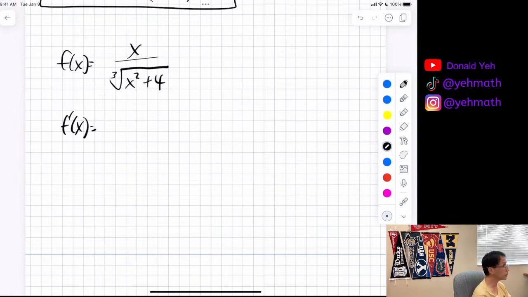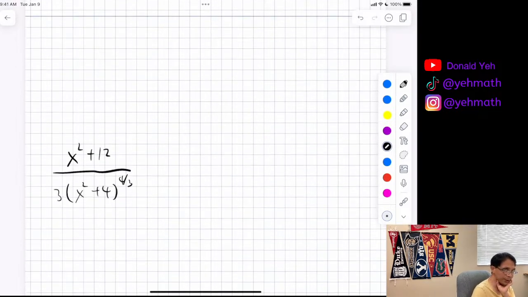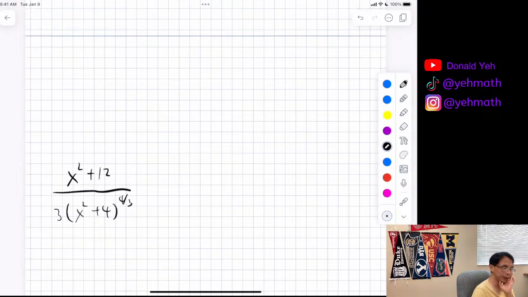How much time do I have? Okay, so I'm gonna do low D high. I'm gonna do the quotient rule. You can do it either way. This is the answer, by the way. If you do it right, that's the answer. You just have to get rid of the fraction.